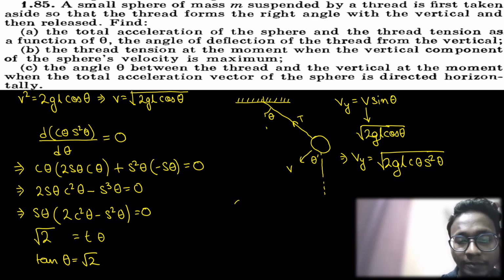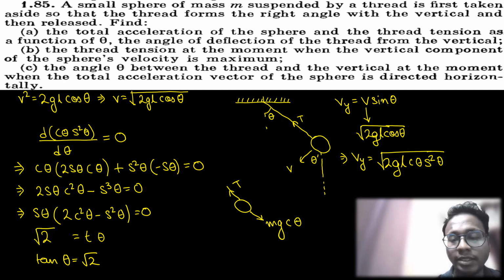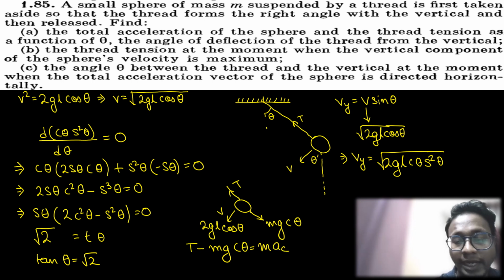So if we draw the tension force, see the diagram, tension force, and this component of mg force was mg cos theta, and the velocity was the square root of 2gl cos theta. This was the velocity out here. So can I write tension force minus mg cos theta is equal to mass into acceleration, and the acceleration out here is nothing but centripetal acceleration, directed towards the tension force.